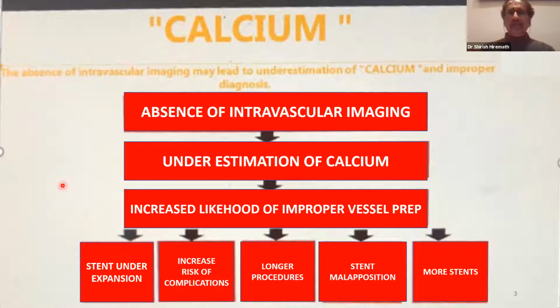Once we have that, you have to make a judgment whether the calcification is extensive or a very limited focal area of calcification.